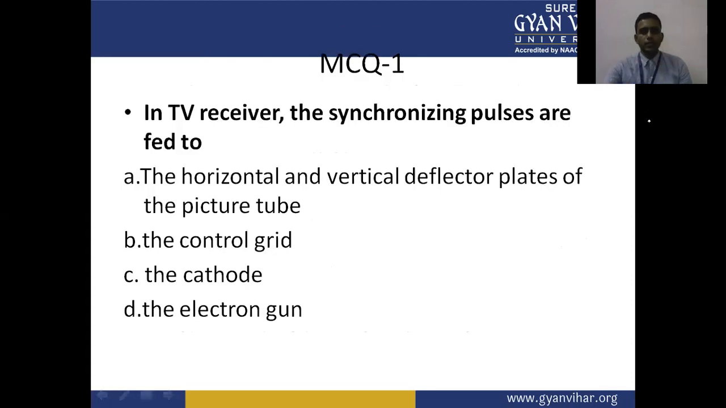In the next section, we have some multiple choice questions on the basis of synchronization, TV fundamentals, blanking pulse, horizontal scanning, vertical scanning, and composite signals. In the TV receiver, the synchronizing pulses are fed to: A, horizontal and vertical deflector plates of the picture tube; B, the control grid; C, the cathode; D, electron gun.